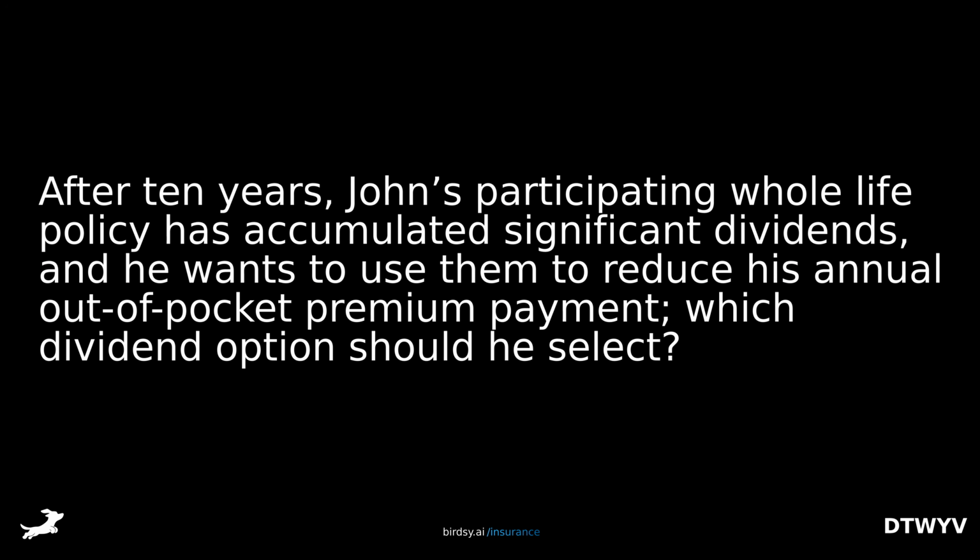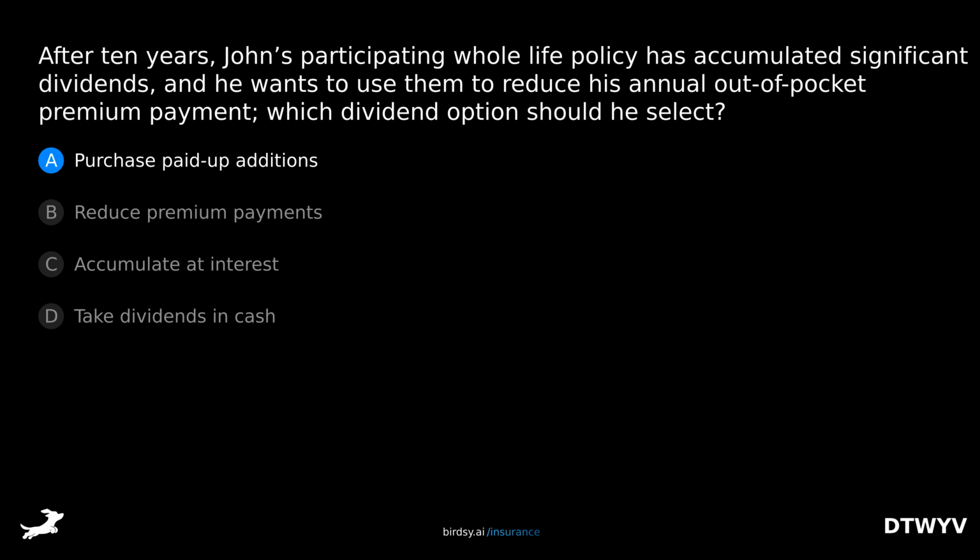After 10 years, John's participating whole life policy has accumulated significant dividends, and he wants to use them to reduce his annual out-of-pocket premium payment. Which dividend option should he select? Is it A, purchase paid-up additions? B, reduce premium payments? C, accumulate at interest? Or D, take dividends in cash?